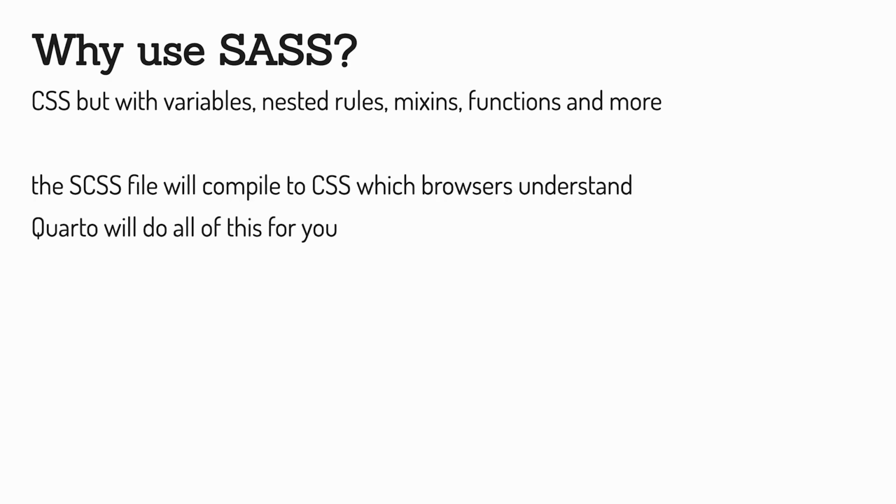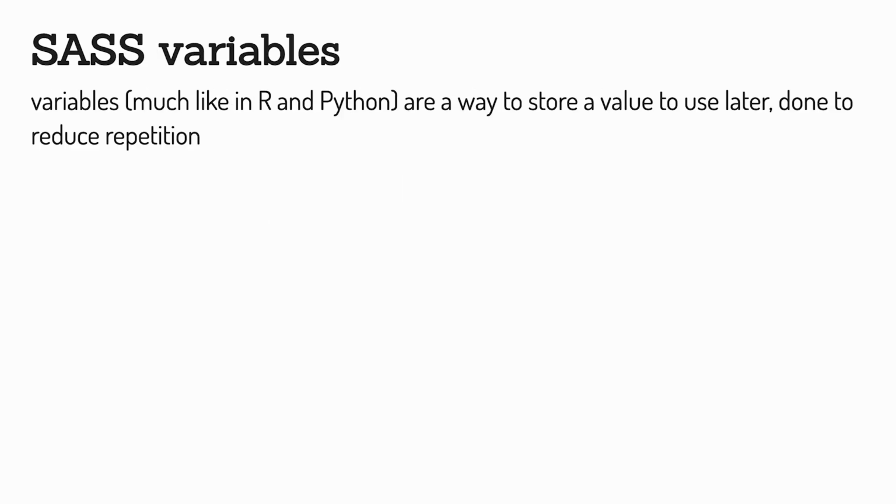The way it works is you have your SCSS file, and it will compile and generate a CSS file, which a browser will understand. So when you push up your website, you don't actually push up the SCSS file. It will be a generated file, but Twilio will do all of this for you, so you don't have to worry about it.